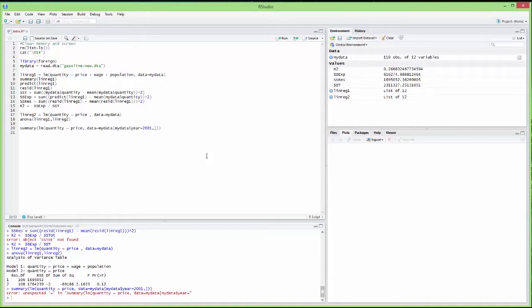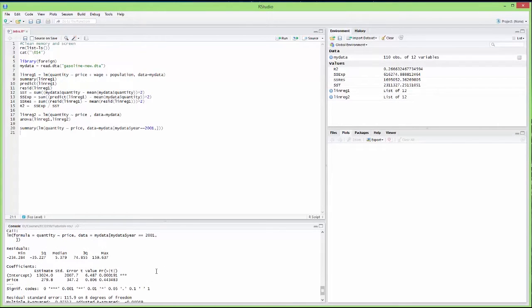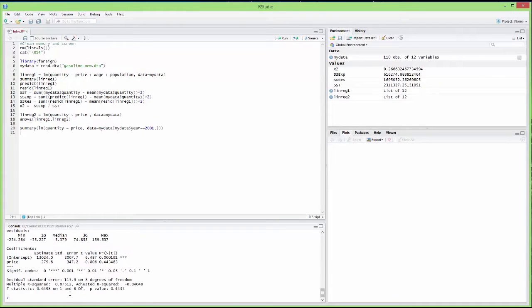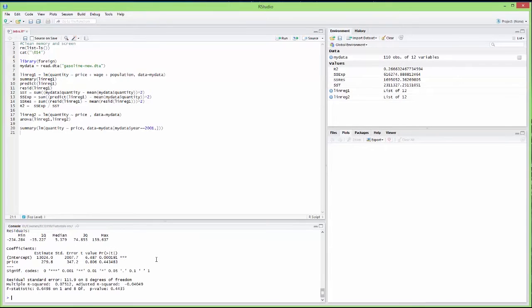Oh, I need to use a double equal here to say that, again, I want the year to be compared to 2001. I don't want the year to be set to 2001 for every observation. And here I run the regression, and I have the output, intercept, and price interpreted as before. And we should see that for 2001, I have 10 provinces, so I should have only 10 observations for this regression.